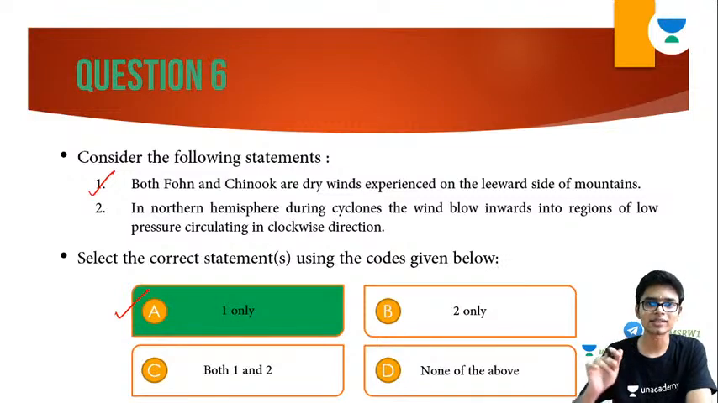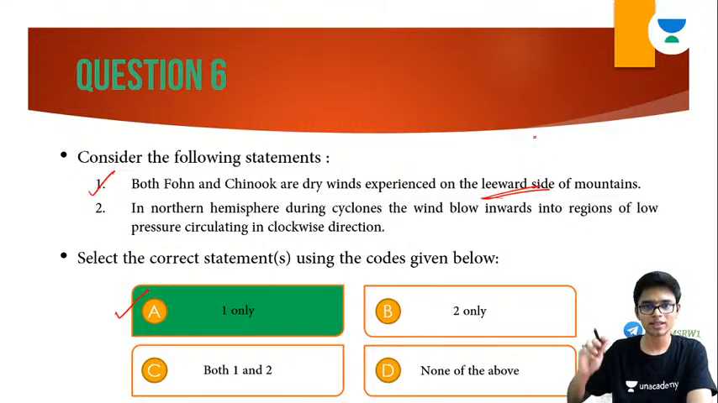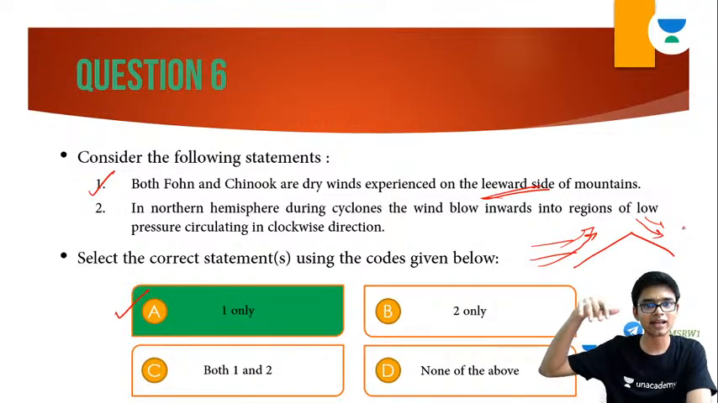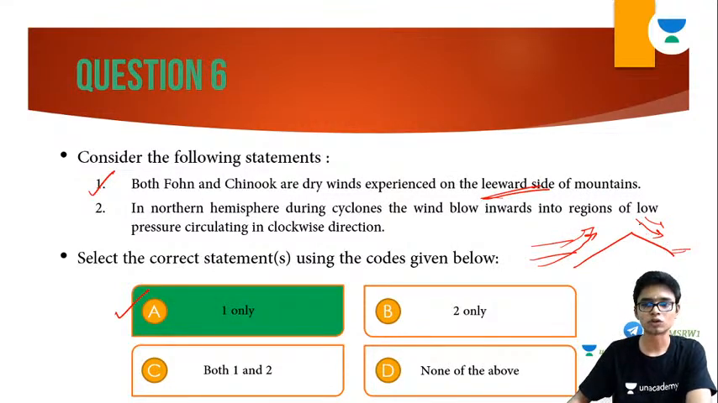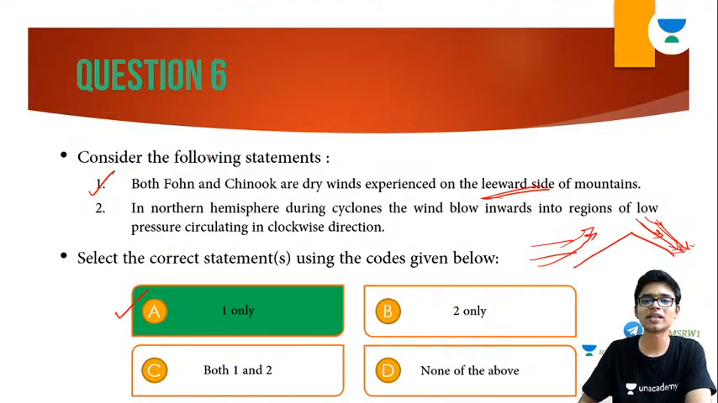So basically what happens is, when the wind descends from the mountain, say on the leeward side. So, in the windward side, the wind will ascend the mountain. Now, this is the mountain. In the windward side, the wind will be ascending the mountain. In the leeward side, it will descend. Correct? So when the wind descends, what will happen? It will start adding more and more pressure at the bottom. Too much pressure will occur in the lower areas, and this pressure will increase the temperature. Okay, so first statement is correct. Both are dry winds experienced on the leeward side of mountains. Chinook is experienced in leeward side of Rockies in America, and Foehn is experienced in leeward side of Alps.